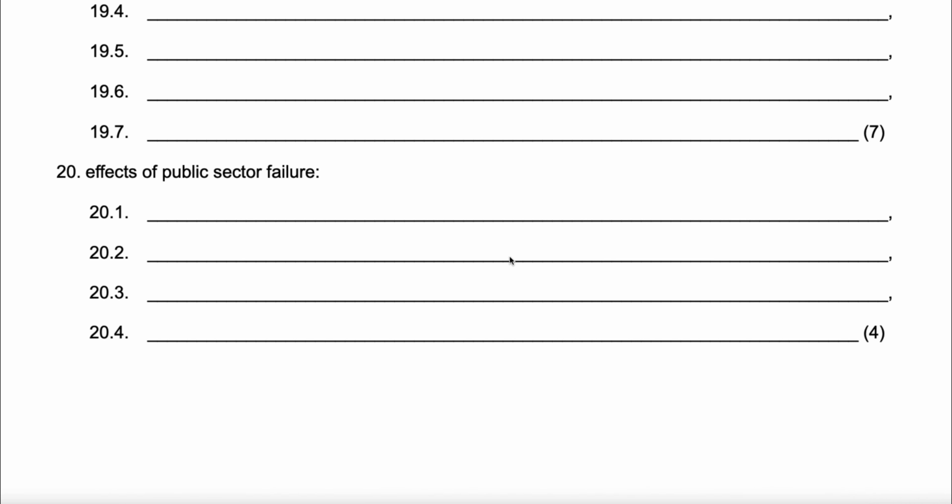Then the last portion of our public sector will be the effects of public sector failure. Now, for the effects of public sector failure, I have a mnemonic again. I call it DESA. Your D, that's your distribution of income. Your E, that's your economic stability. And then your S, that's your social instability. And A, that's your allocation of resources.